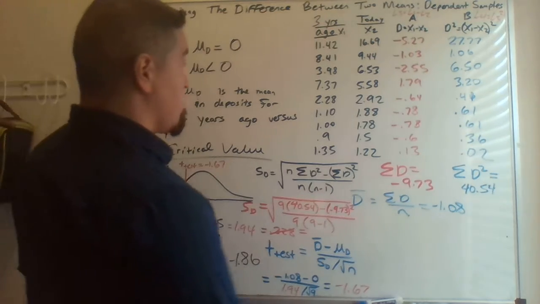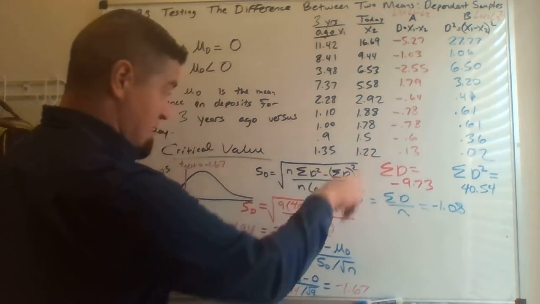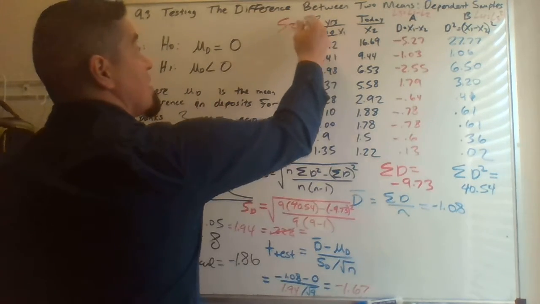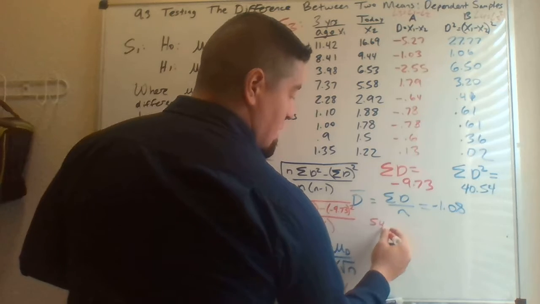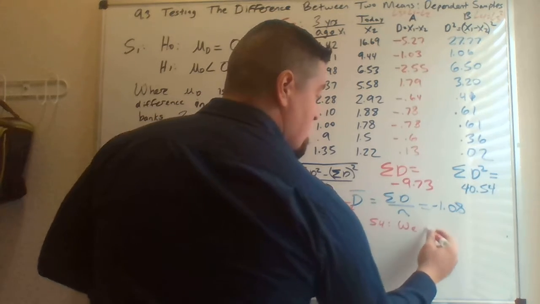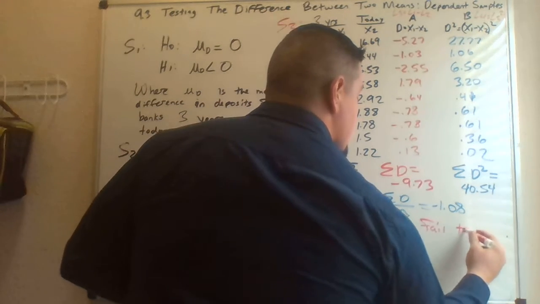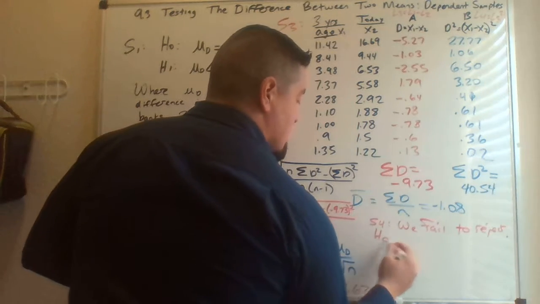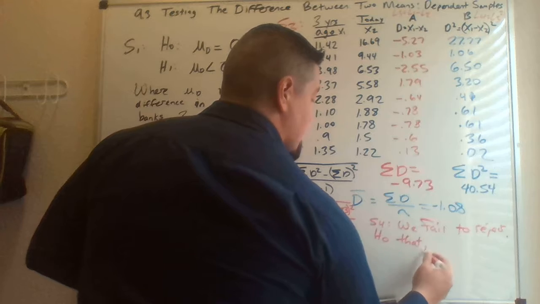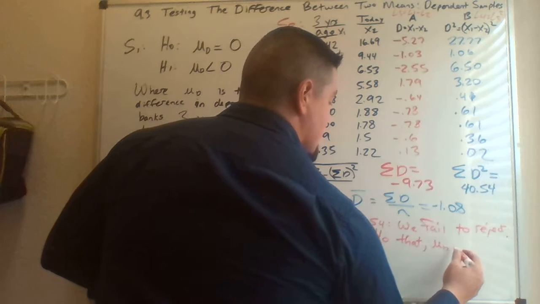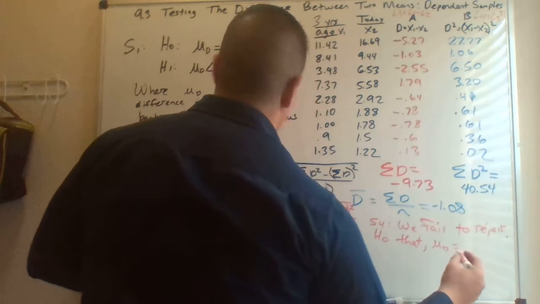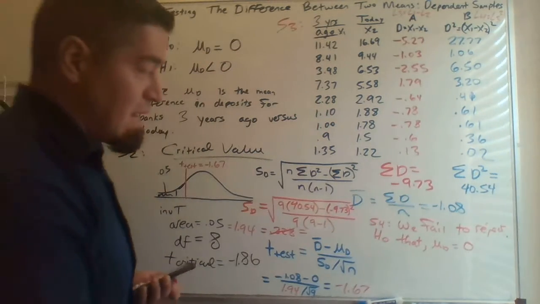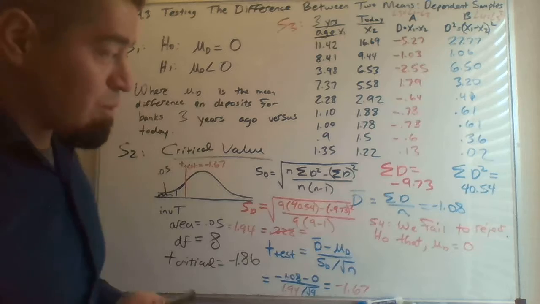So that would be step 3, was all this mess. All right, step 3. And then step 4 is we fail to reject H naught, that the mean differences of deposits is 0 from 3 years ago to today. There is no difference in the deposits from 3 years ago to today.